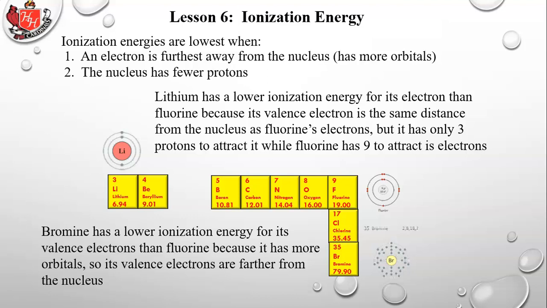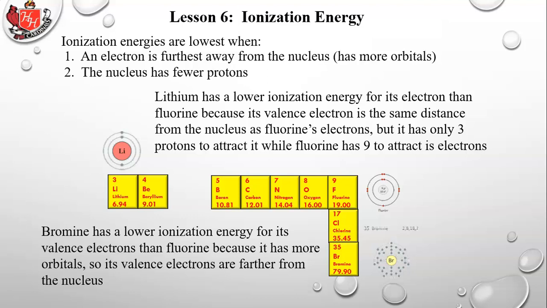So you might ask, but doesn't bromine have a lot more protons? Yeah, it has 35 versus 9 for fluorine to pull those valence electrons in. So this seems to contradict the rule we learned just a minute ago for lithium to fluorine. However, in this case, it's the orbitals and the core electrons that predominate over number of protons. So when you're looking up and down in a column, it's how many orbitals. When you're looking side to side, it's how many protons.